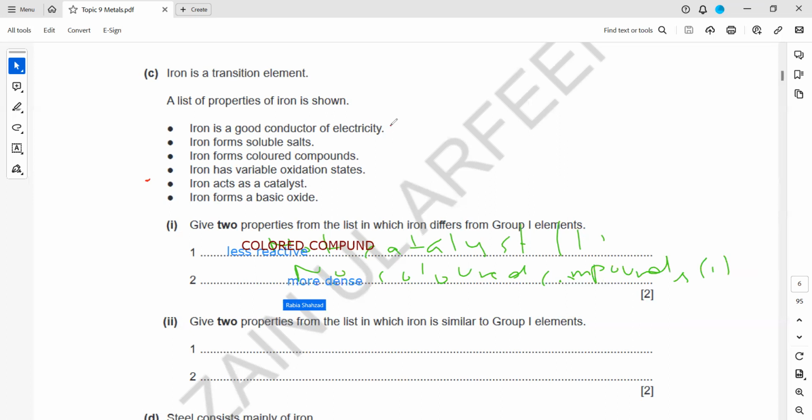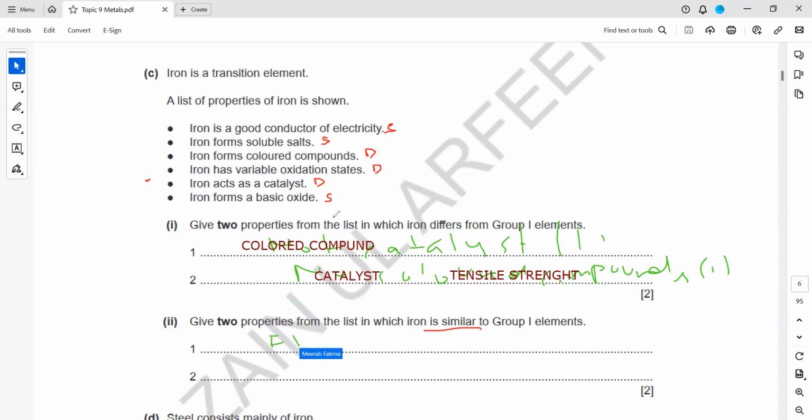So all metals are good conductors, so this is a similarity. Iron forms soluble salt, group 1 also forms soluble salt. Colored compound, that is a difference. Variable oxidation number is a difference. Act as a catalyst is a difference. Form a basic oxide is a similarity.